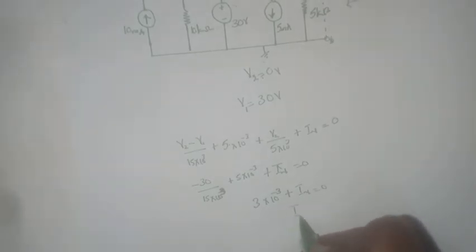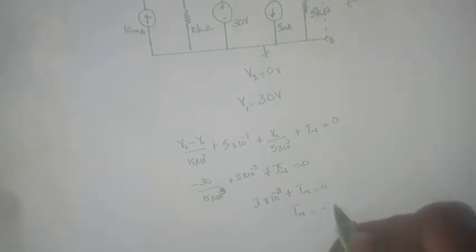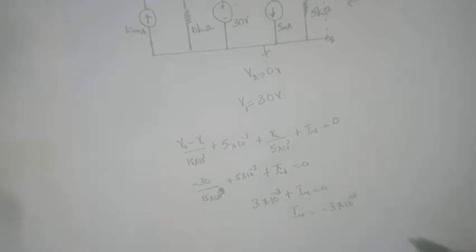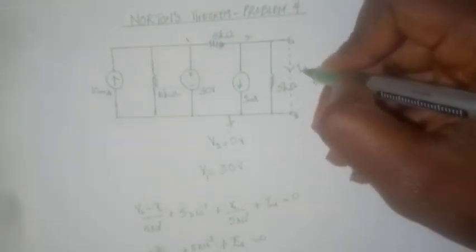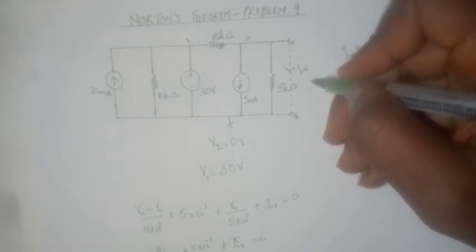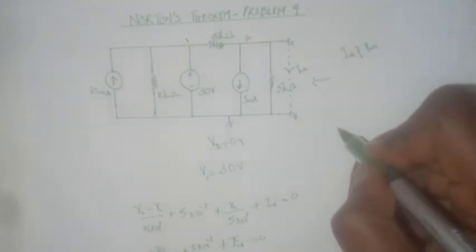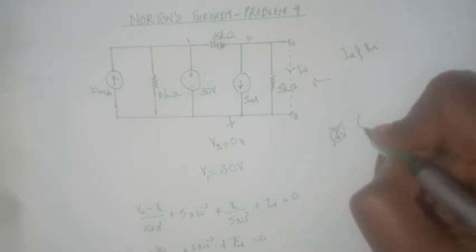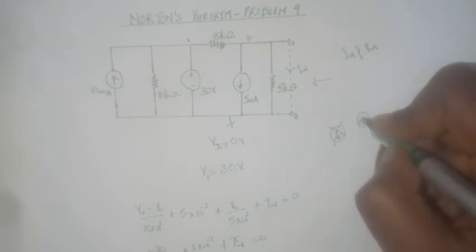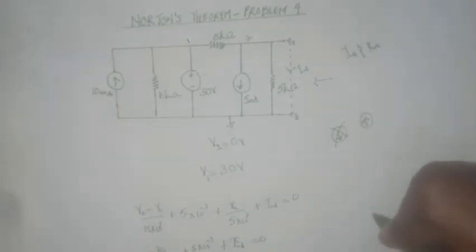And we know that In equals minus 3 times 10 raised to the power minus 3 amperes. In essence, what this is trying to tell us is that we assumed the wrong direction for our current. So instead of our current source to look like this, it will now be looking something like this if you want to assign a positive value to the current source.